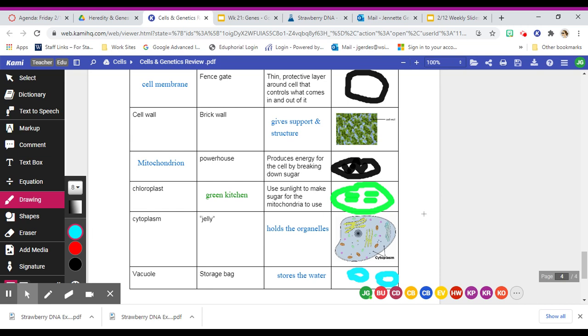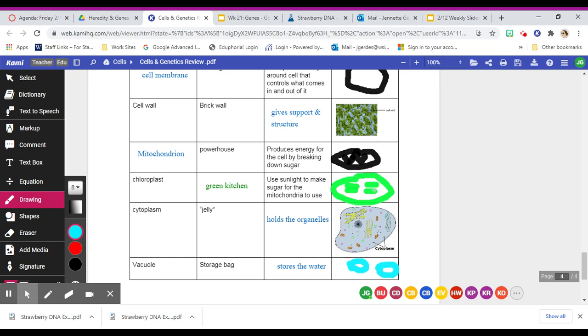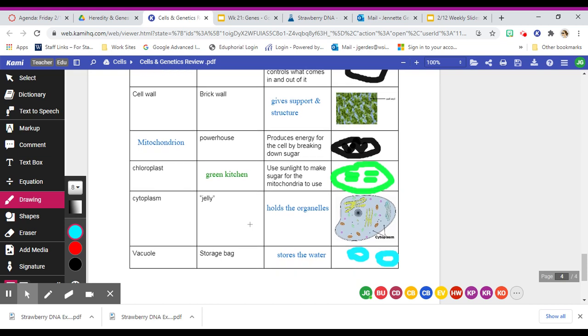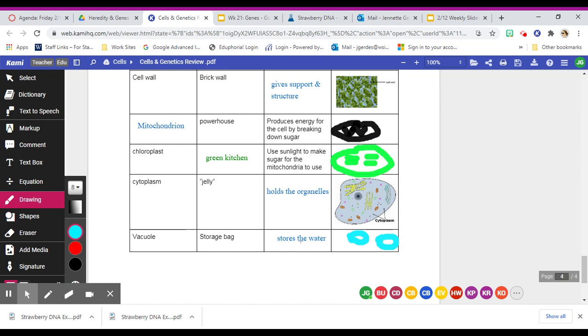The mitochondrion or the mitochondria is the powerhouse. It produces energy for the cell, and it's the one that looks like it's a maze. Okay, the chloroplast is the green kitchen. It uses sunlight to make sugar for the mitochondria to use. This is the one that's usually green, and it kind of looks like it has pancakes or money stacked inside of it. And then cytoplasm is the jelly. It holds the organelles. And the last one is the vacuole, the storage bag. It stores the water, other things like the waste and food, but it usually looks like the swimming pool inside of the plant cell. And then for the animal cell, it's just little dots usually, or circles.